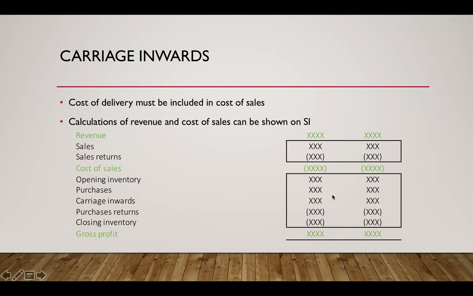Obviously, for revenue, it's simply your sales minus your sales returns from customers. And then your cost of sales is going to be your opening inventory plus purchases, as we looked at earlier, plus your carriage inwards. You would then also subtract any purchases returns and your closing inventory to get the total cost of sales. You can then take your revenue minus cost of sales to get the gross profit.